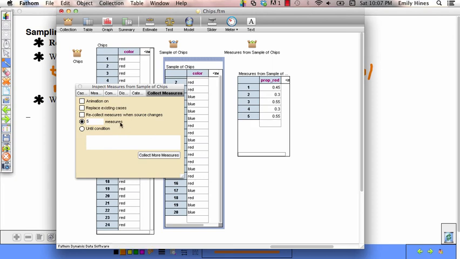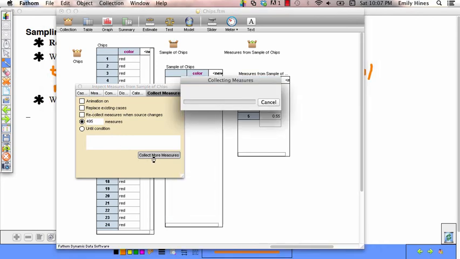So let's keep going, and let's actually take 500. Every time I take one, I don't want to replace these. So let's take 495 more, and I'm going to turn the animation off. But you will see it flash. Each time it's flashing, it's creating a new sample, and each time it draws a new sample, it's calculating the new proportion. It's going to do this 495 times, which will give us 500 total proportions.